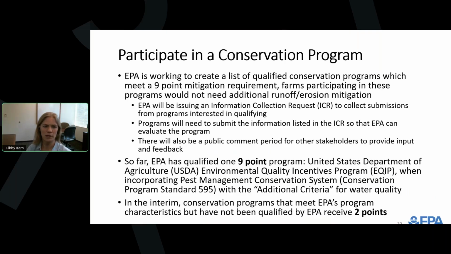For now, there is one conservation program that has been determined to be a qualifying conservation program. This is the USDA Environmental Quality Incentives Program, or EQIP, when incorporating the Integrated Pest Management Conservation Practice Standard. EPA intends to create a web page that will house the list of qualified conservation programs once more programs have been qualified. In the meantime, fields that are part of farms enrolled in a conservation program that meets the characteristics listed on the mitigation menu website will continue to receive 2 points.